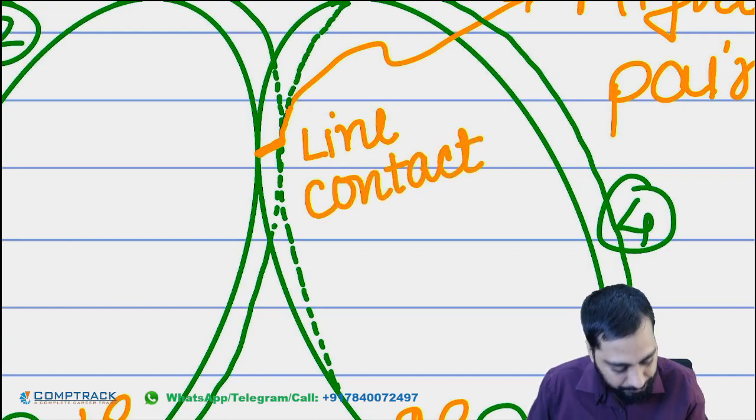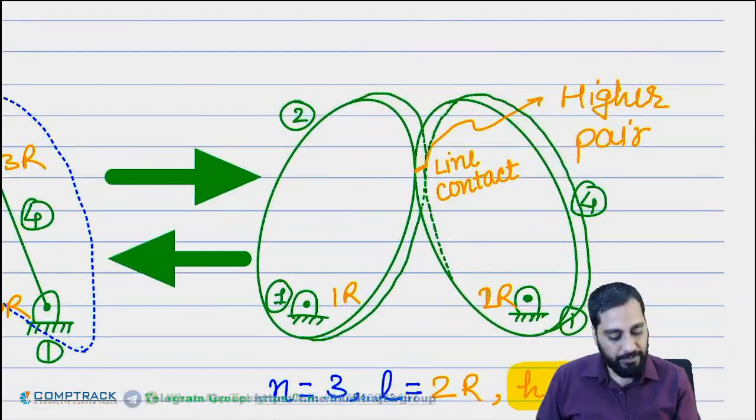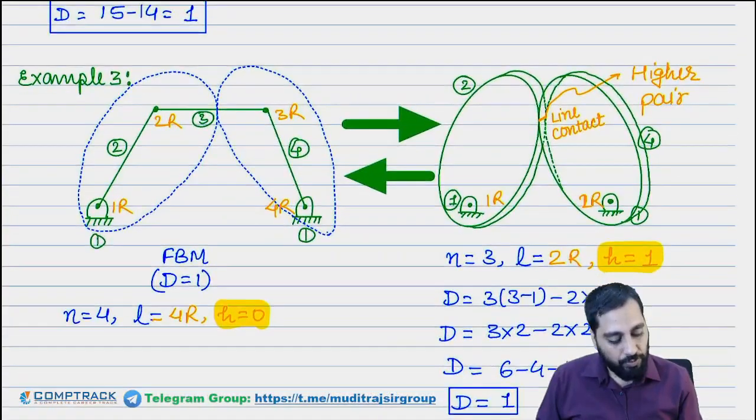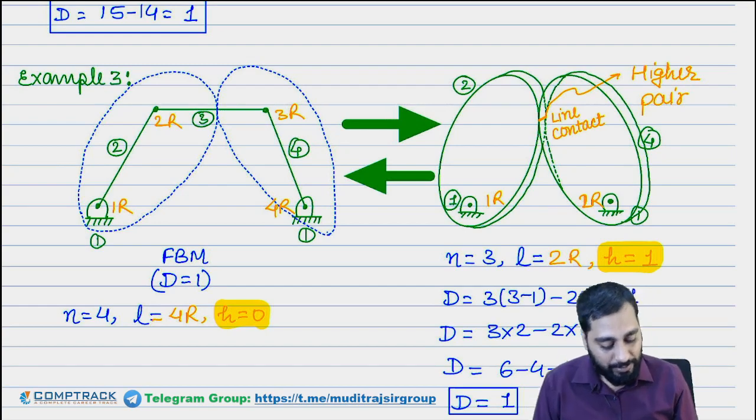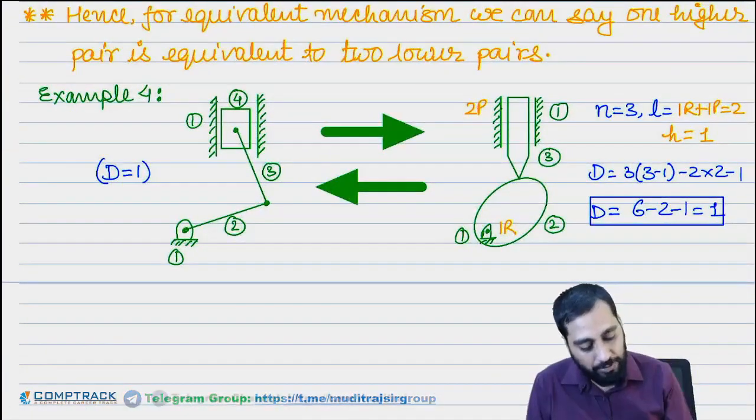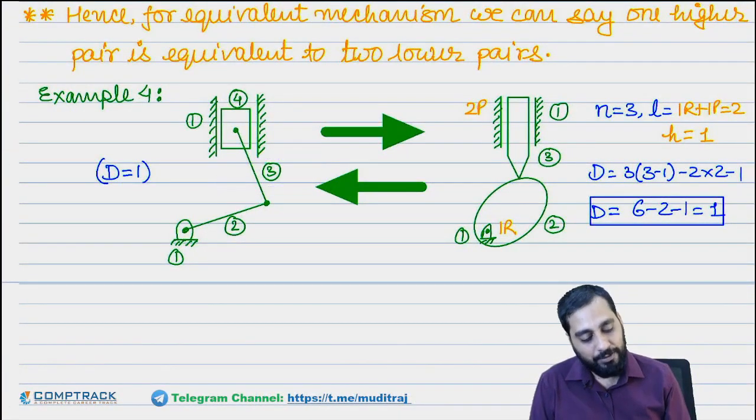What is the problem? Clear? So totally one link, link 3, is replaced by a cam pair. Second case, here also link 3 is replaced by a cam pair. Link 4 is there, link 2 is there, but link 3 is replaced.